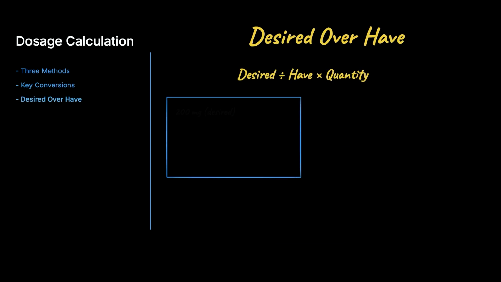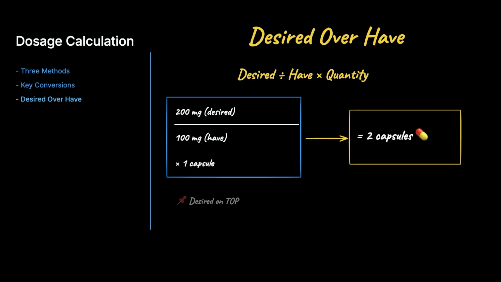Let me walk you through the desired over-have method, which many find easiest. You place what the provider desires on top and what you actually have on the bottom. Then multiply by the quantity. Imagine the order calls for 200 milligrams and each capsule contains 100. 200 divided by 100 gives 2 capsules.